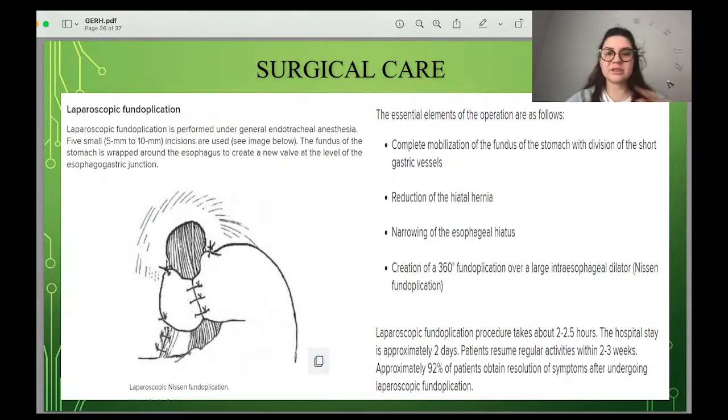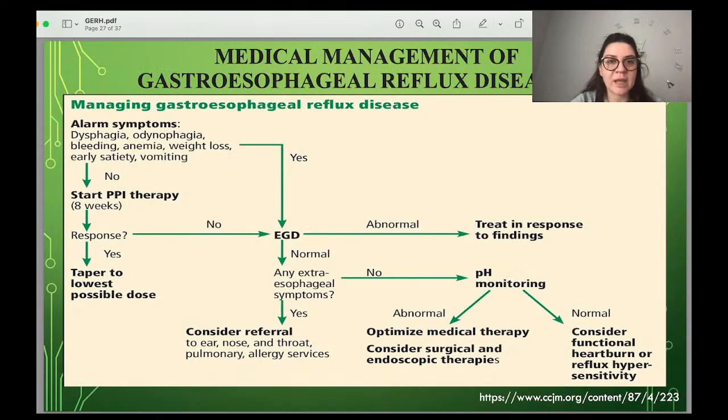Laparoscopic fundoplication takes about 2 to 2.5 hours. Hospital stay is approximately 2 days. Patients resume regular activity within 2 to 3 weeks. And this operation is quite effective. Approximately 92% of patients obtain resolution of symptoms after undergoing laparoscopic fundoplication.